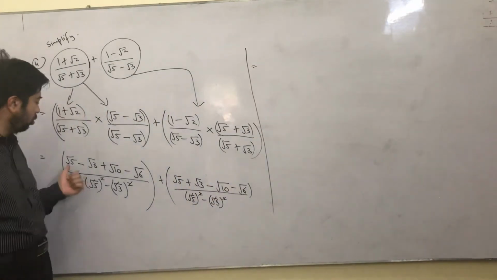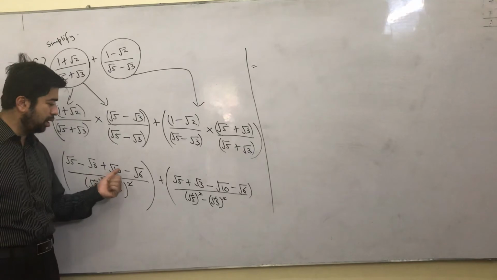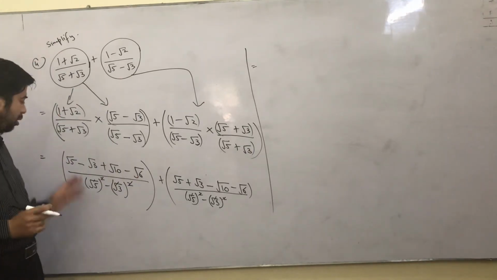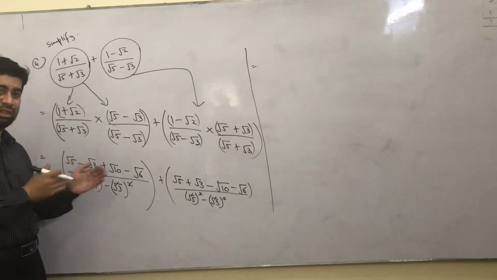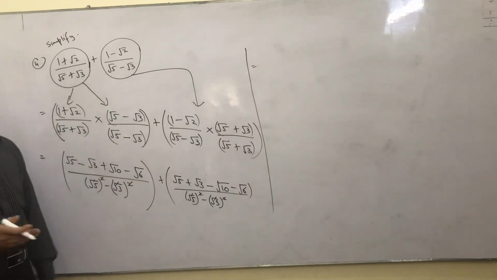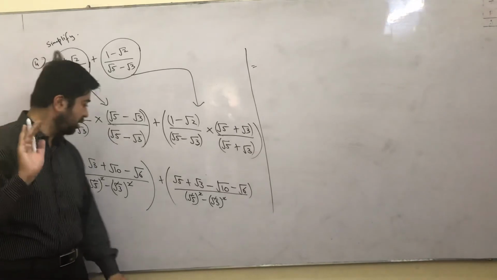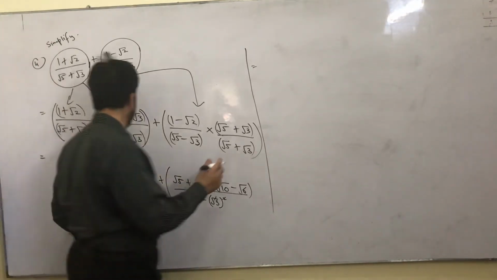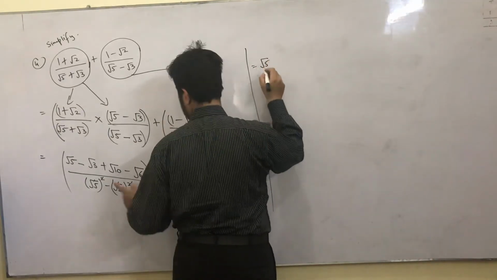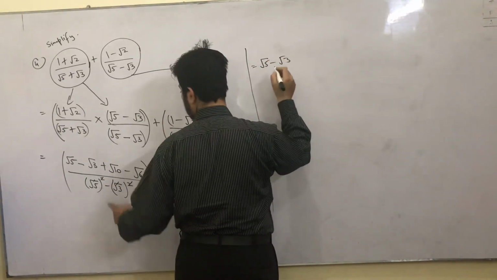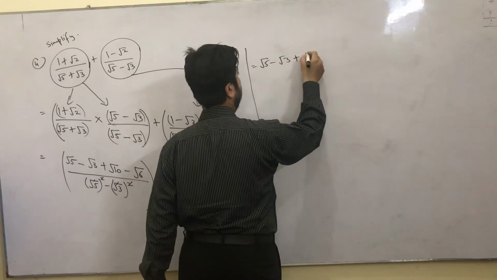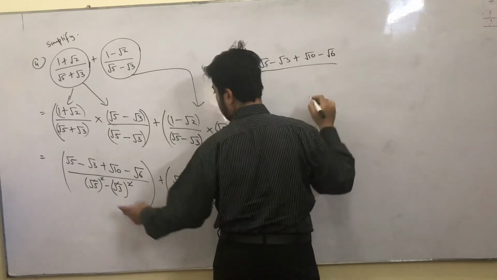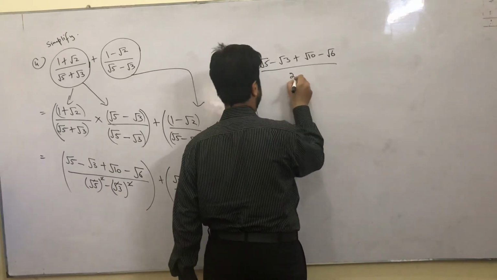Can I do square root 5 minus square root 3 plus square root 10 minus square root 6 in the calculator? I can't do it, because this is another thing and this addition and subtraction can't be possible. I have already told you in the previous lectures, this square root, positive and negativity, is not possible. So I'm writing it as it is, square root 5 minus square root 3 plus square root 10 minus square root 6. In the denominator, that is 5 minus 3, that is 2.